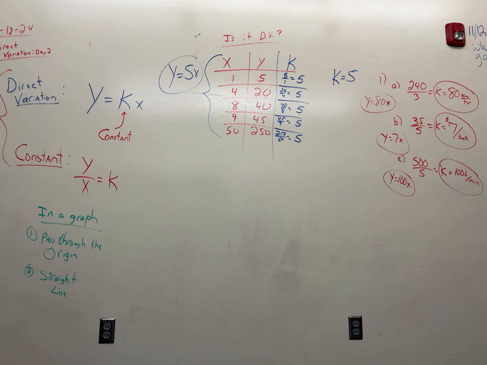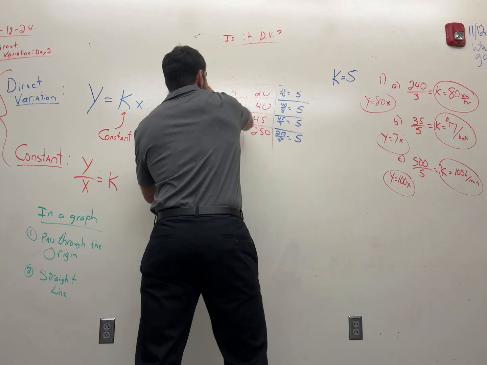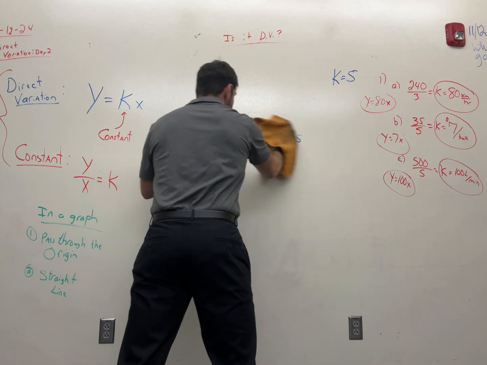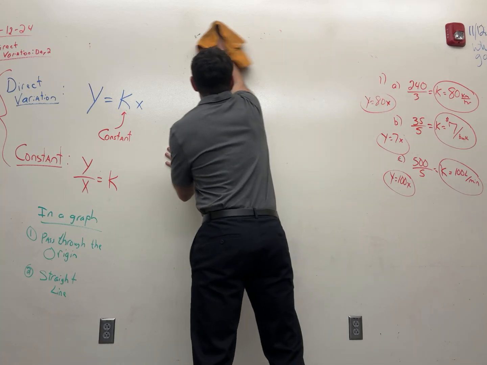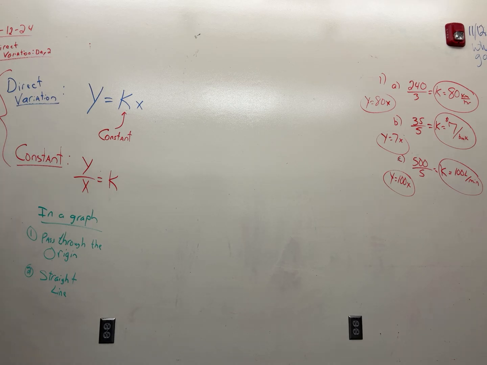So again, you need to divide to find the constant. Once you divide, then you need to put it into the equation. You're doing it backwards. That would be why.